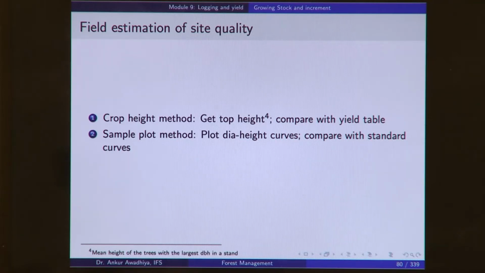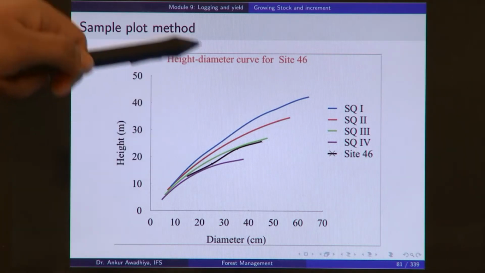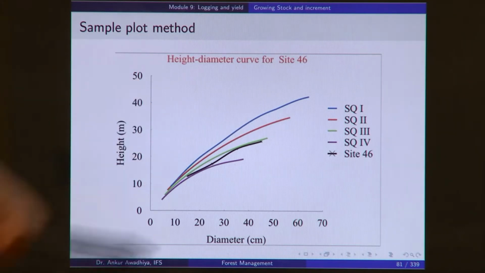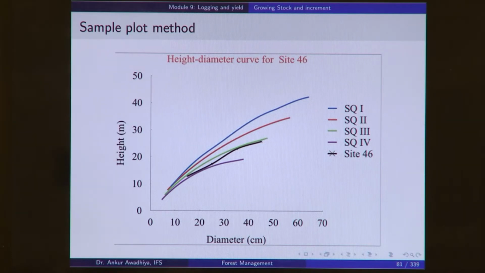The second method is the sample plot method, in which case we plot the diameter height curves and then compare them with the standards. So here we are seeing that there are these four different standards, 1, 2, 3, 4, and this is the actual field situation. So we can say that this one is very close to site quality 3.